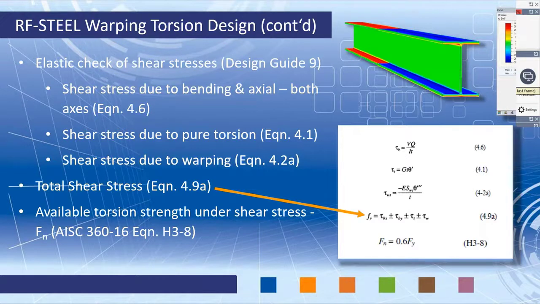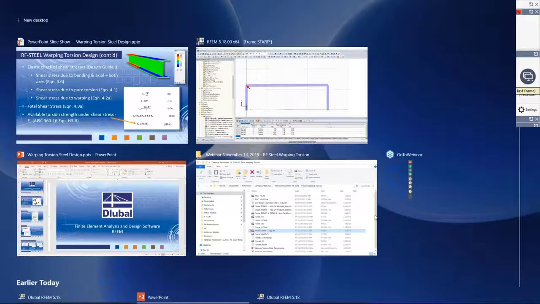Well, once again, we have to have our available torsional strength. We refer back to the AISC equation H3-8 under shear stress. The only difference here is we're now applying a factor of 0.6 in front of the yield strength. So we're comparing our total available torsional strength here to the total shear stress, dividing them, and ultimately getting our design ratio.